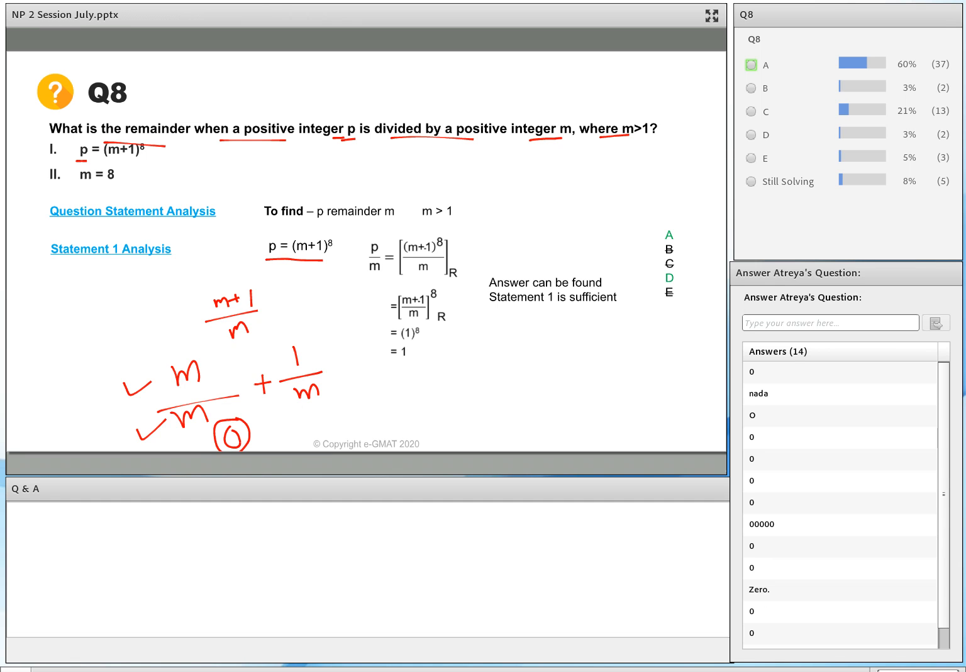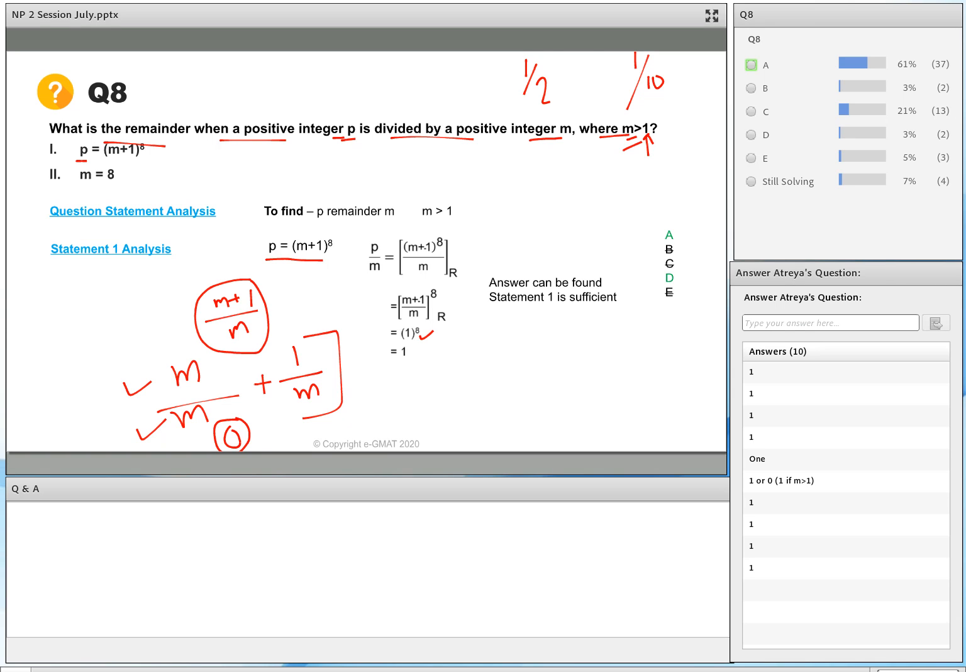Let me clear all the answers. Can you tell me what is the remainder when 1 is divided by m, where m is greater than 1? Keep that in mind. What is the remainder when 1 is divided by m, which is greater than 1? It's always equal to 1. It's never 0 because m is greater than 1, right? You can take any number. For example, when 1 is divided by 2 or 1 is divided by 10, the remainder is always equal to 1. So what is the remainder when I divide (m plus 1) by m?